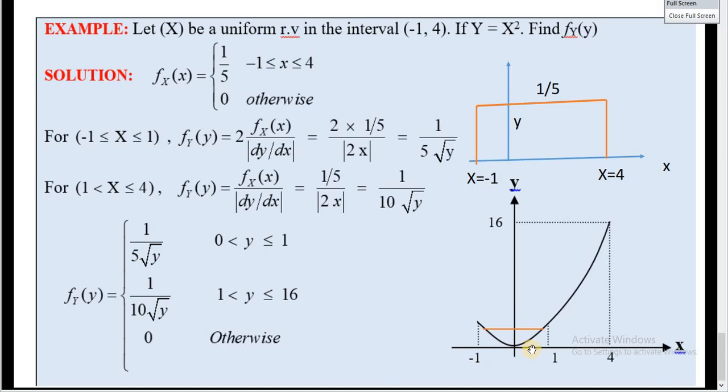However, for y between 0 and 1, we have 1 over 5 square root of y, and otherwise the density function is 0. And you can verify upon integrating f of y between 0 and 16 that this is indeed a valid probability density function.